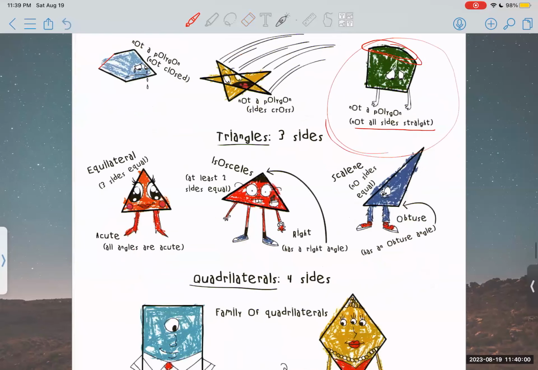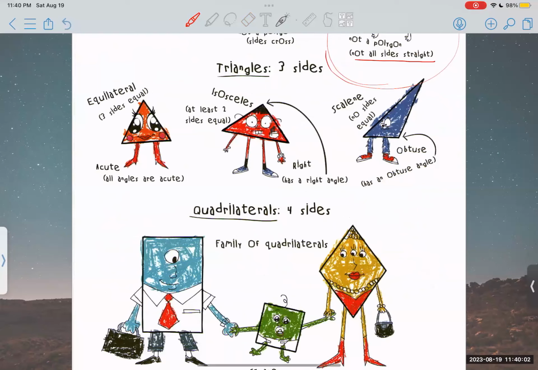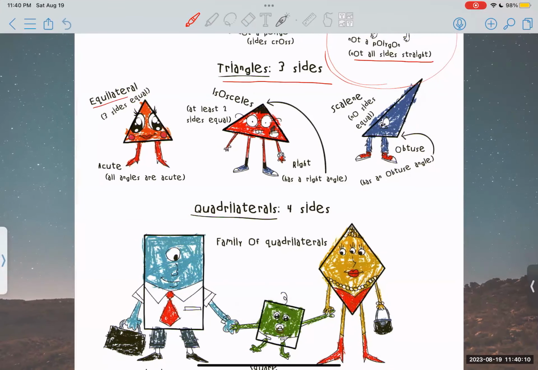Okay, let's look at this. So triangles are polygons with three sides. So it's also a little review from last time. Equilateral. We have three equal sides. Remember what the little dashes are for? The little dashes mean that all sides with the dashes are equal. And isosceles triangle, at least two sides are equal. So what does at least two sides are equal mean?